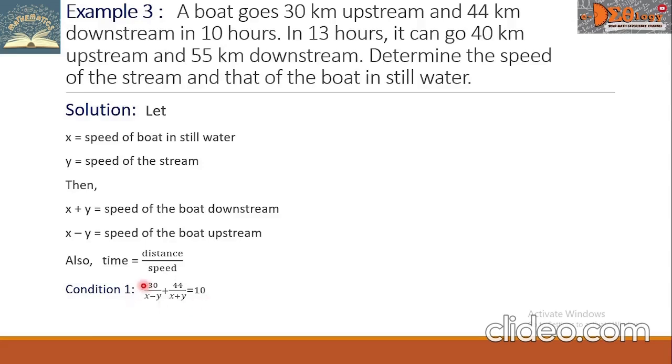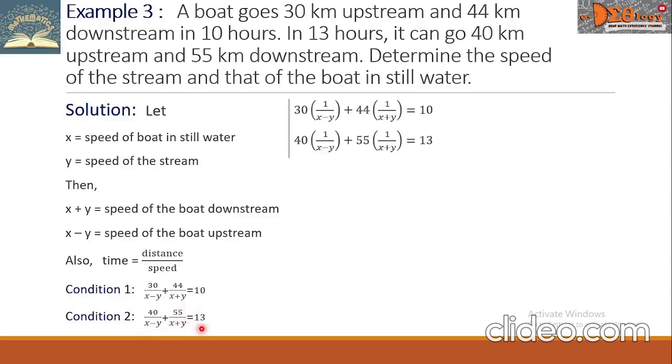So we write 30 over x minus y, this is for the upstream, plus 44 over x plus y, this is downstream, equals 10. Condition 2: 40 over x minus y, this is upstream, plus 55 over x plus y, this is the time for downstream, equals a total of 13 hours.